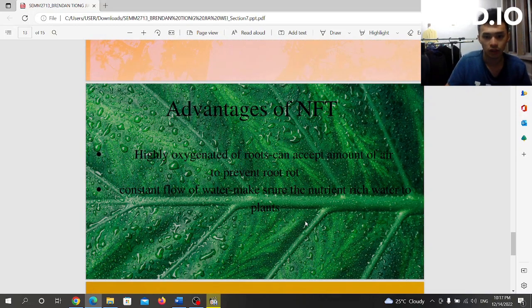Lastly, for the advantages of NFT, the roots are highly oxygenated. It means that the roots can receive plenty of air because part of the root is exposed, which prevents root rot. It also has a constant flow of water. The constant flow of water in the system helps prevent the build-up of solids on the roots and ensures nutrient-rich water is always available for the plants, increasing their growth and health.